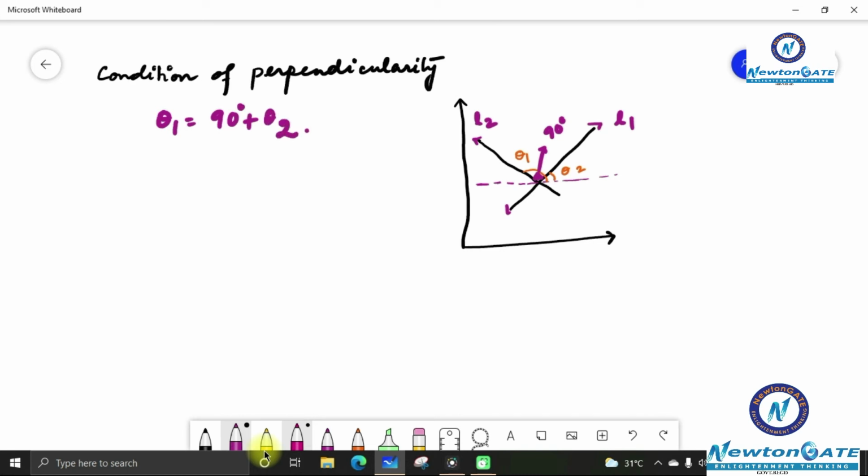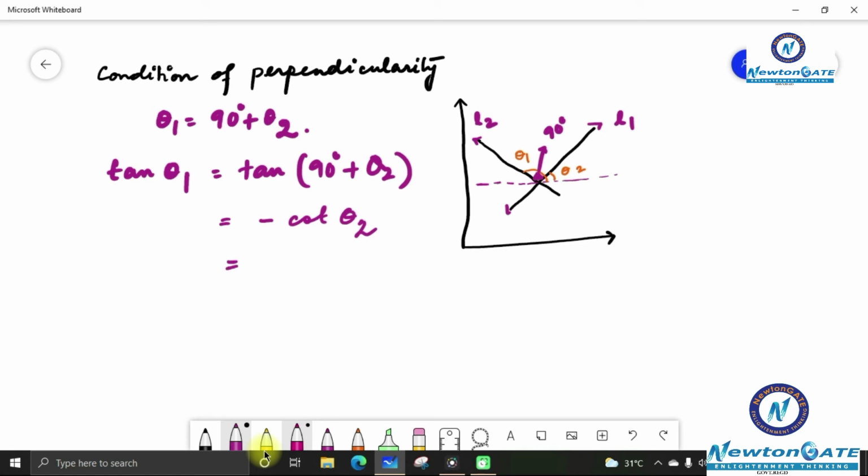Right? So over here I can also say that tan theta 1 is actually equal to tan of 90 degrees plus theta 2. Now tan of 90 degrees plus theta 2 means that it's going in the second quadrant. Now 90 plus theta will be cot theta 2, and since it's in the second quadrant, we have a minus sign over here. So minus cot theta 2.